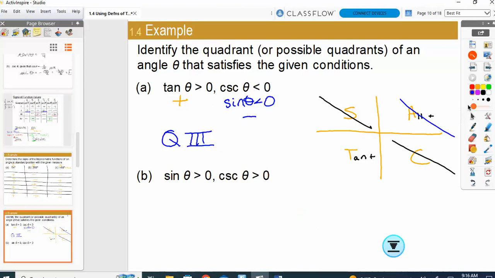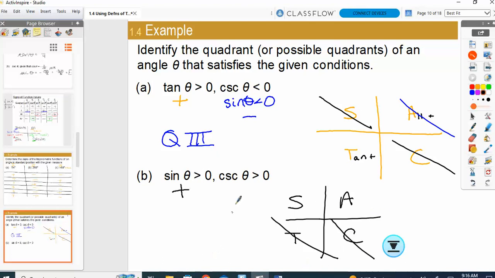All right, B, sine of theta is greater than 0, so that's telling me sine is positive. In which quadrants is sine positive? A and S, so I know it's not in 3 or 4. Cosecant is greater than 0. Cosecant is the reciprocal of sine. So it's still telling me sine is greater than 0, so it's the same 2 quadrants. So this one I have 2 answers. In both quadrants 1 and 2, sine and cosecant are positive.